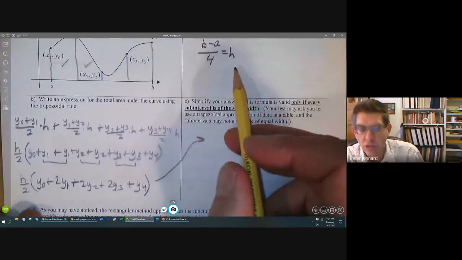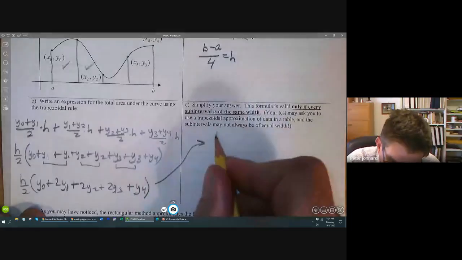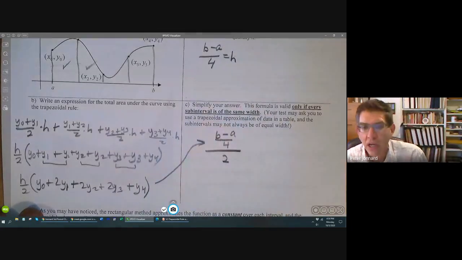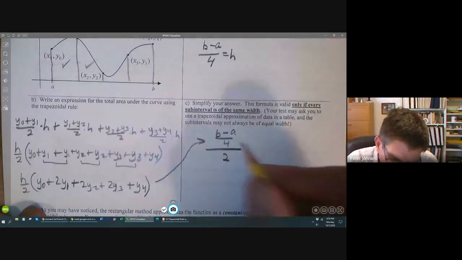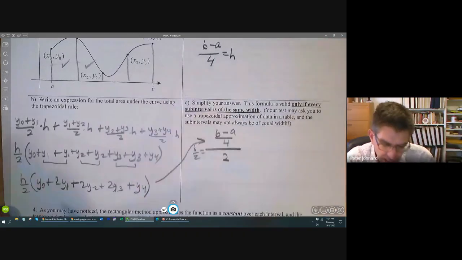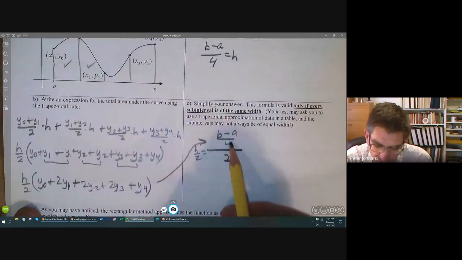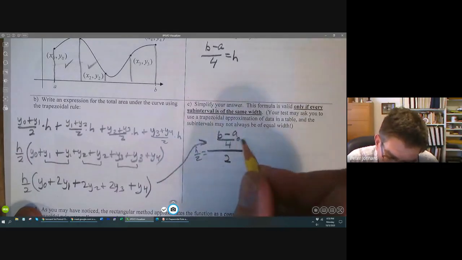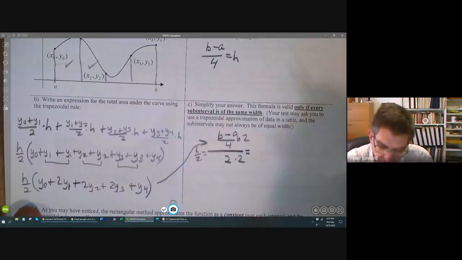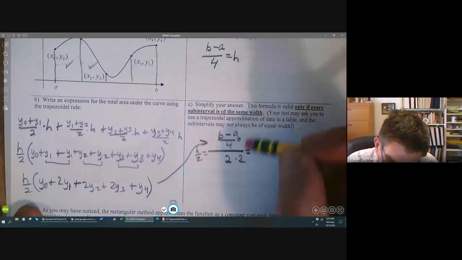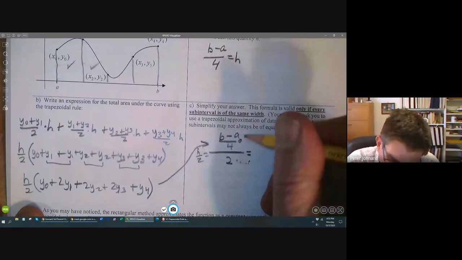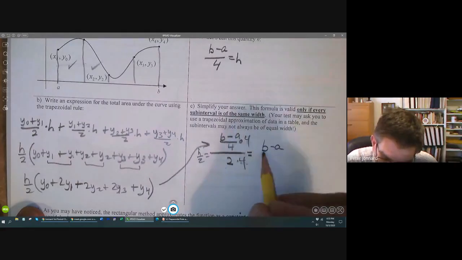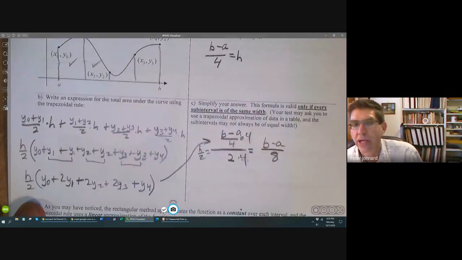So let me substitute here. Remember that h was b minus a over 4, so b minus a over 4 divided by 2. To simplify, this piece here, h over 2, is equal to this. What if I multiply the top and bottom of this fraction by 4? These 4's go out and I get b minus a over 8.